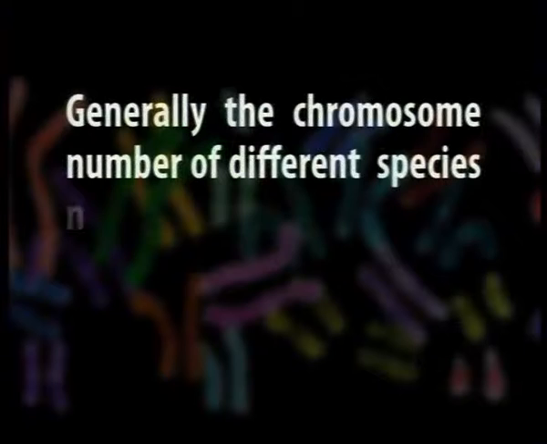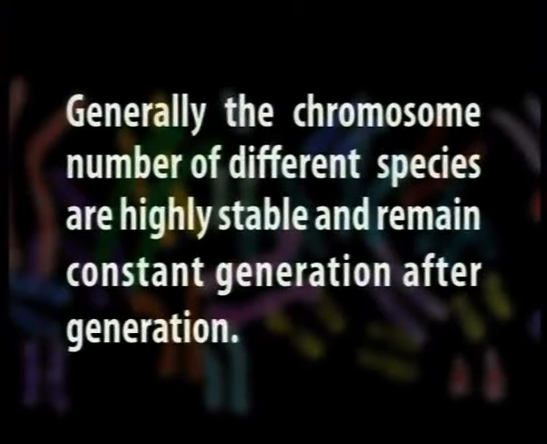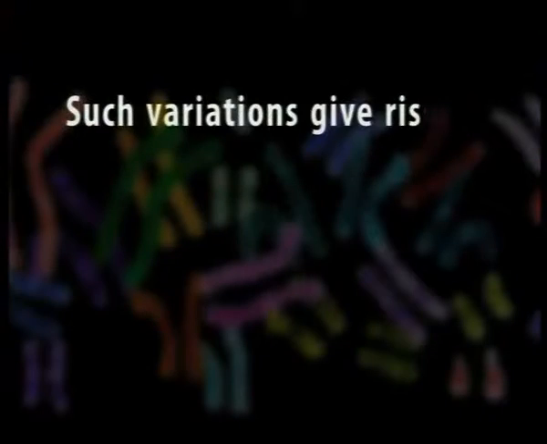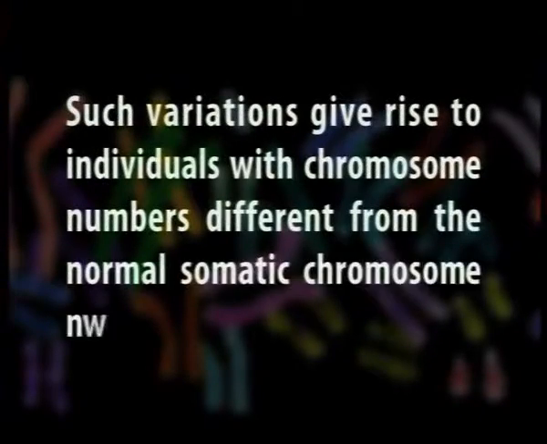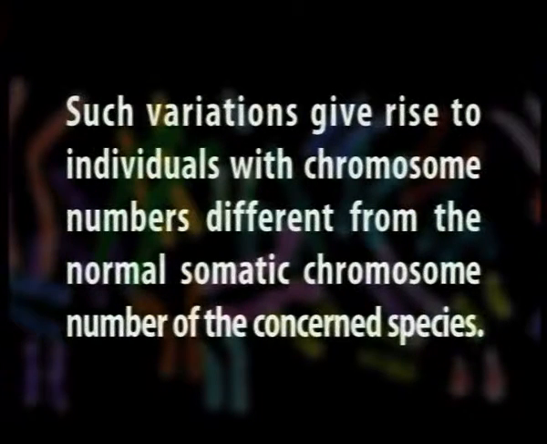Today's lecture is on aneuploidy. Generally, the chromosome number of different species remains constant generation after generation. However, rarely, certain variations in chromosome number occur spontaneously or can also be induced. Such variations give rise to individuals with different chromosome numbers.